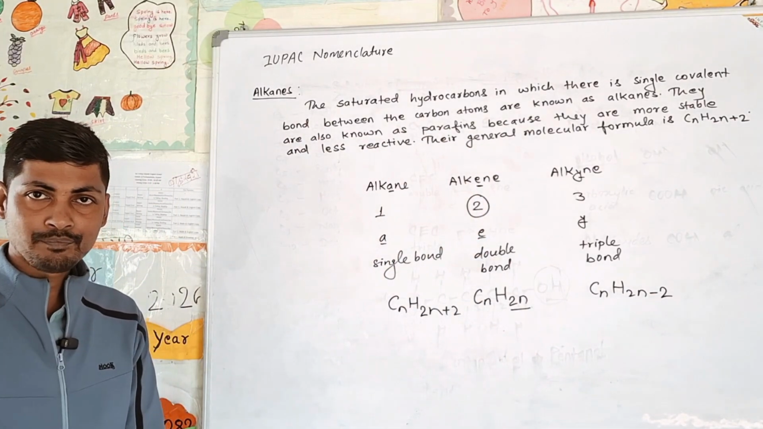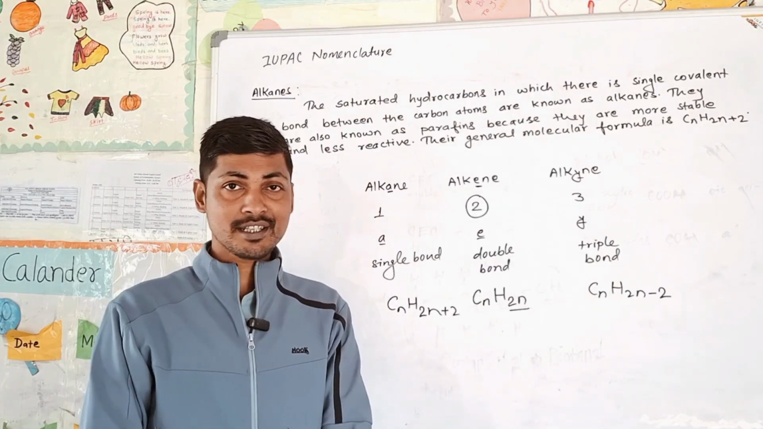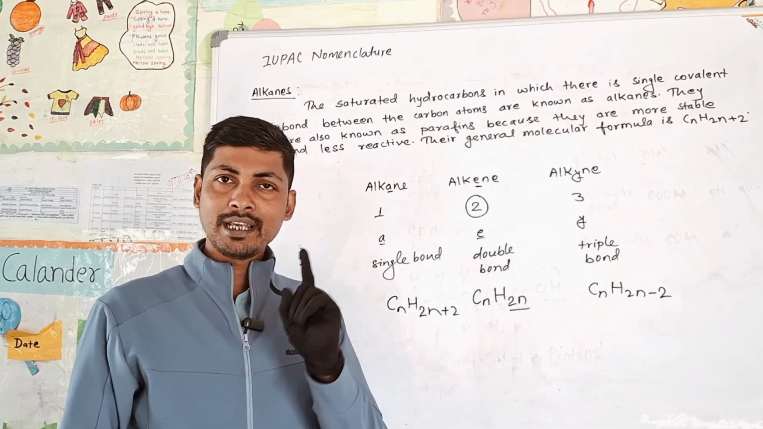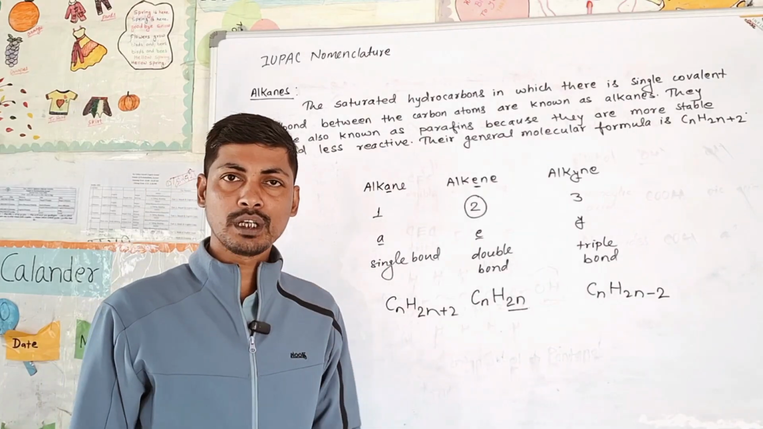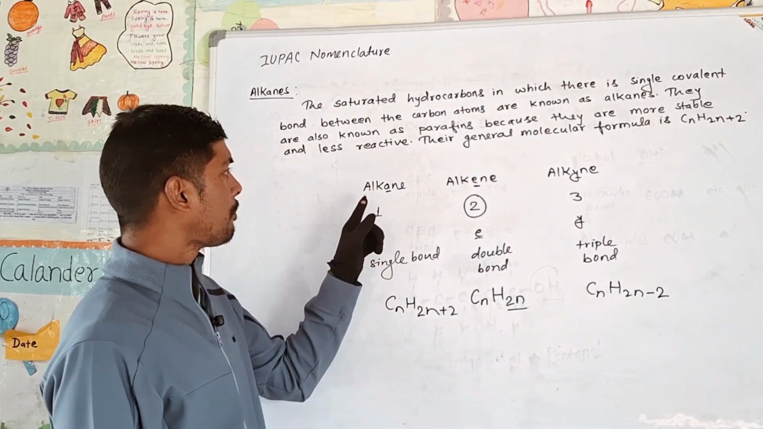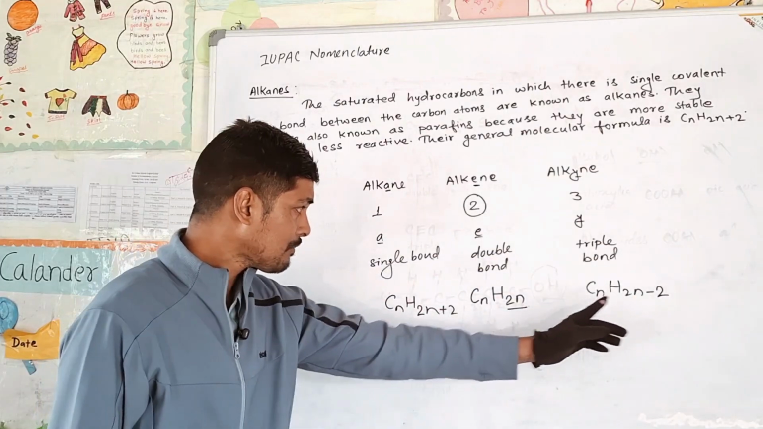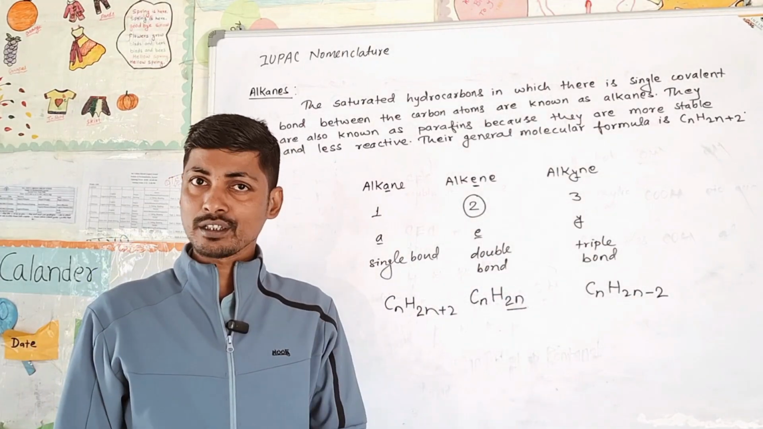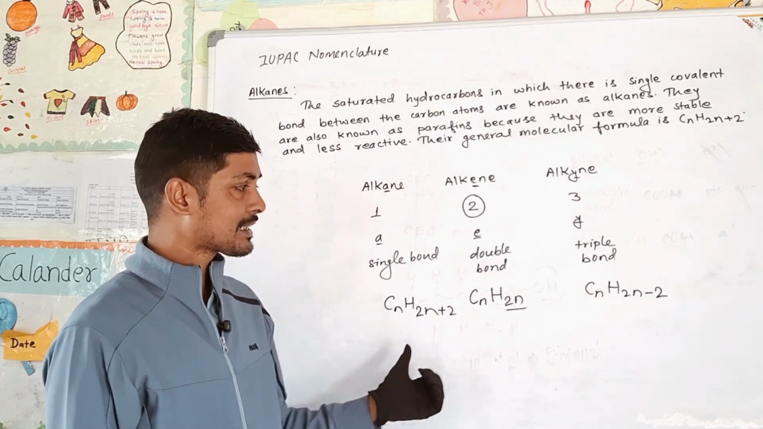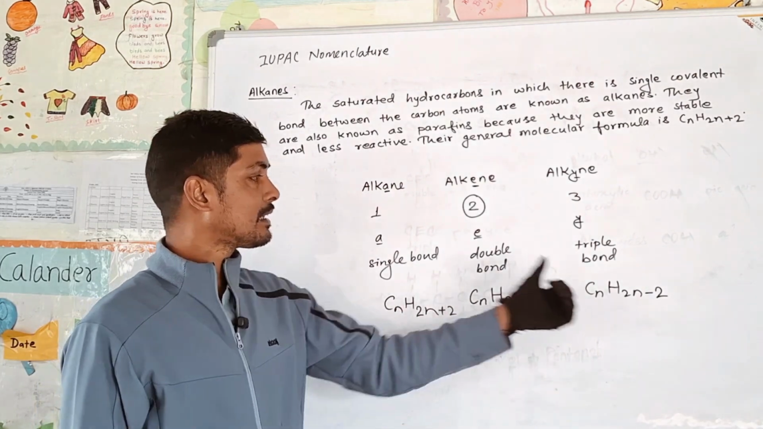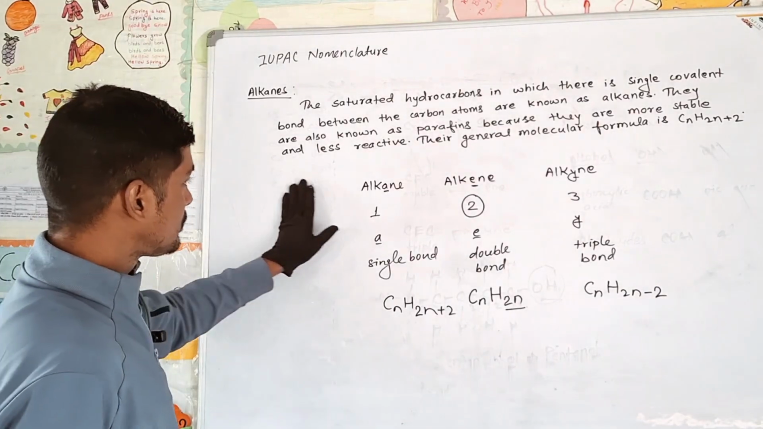In this way, you can remember the general molecular formula. If you remember the general molecular formula, it will make it very easy to write the molecular formula of any member of alkane, alkene or alkyne. By the help of this general molecular formula, you can write the molecular formula of the members of alkene, alkane, alkyne.